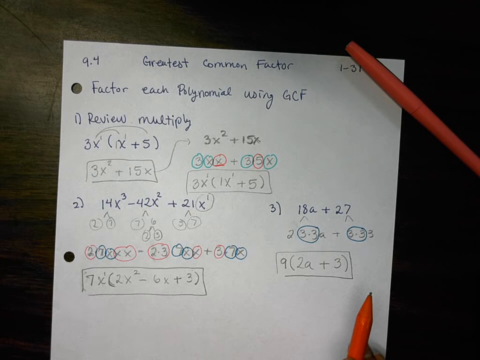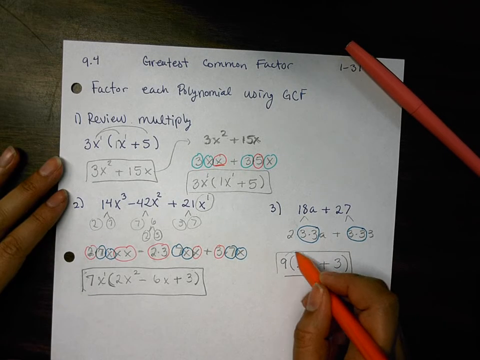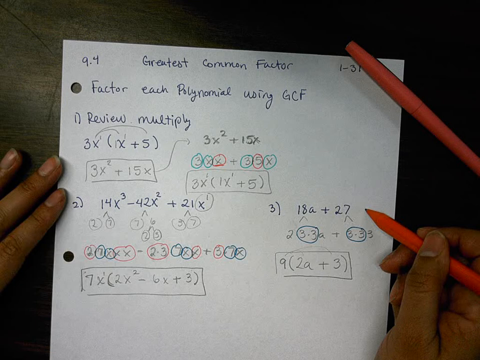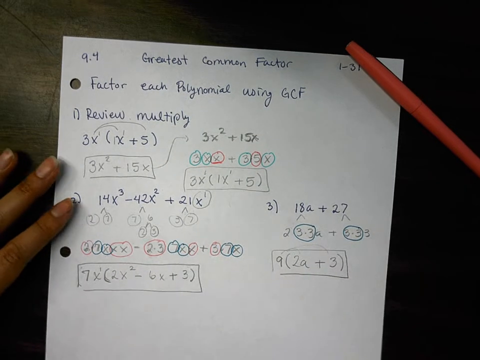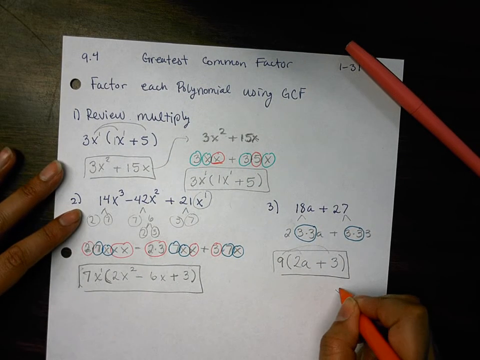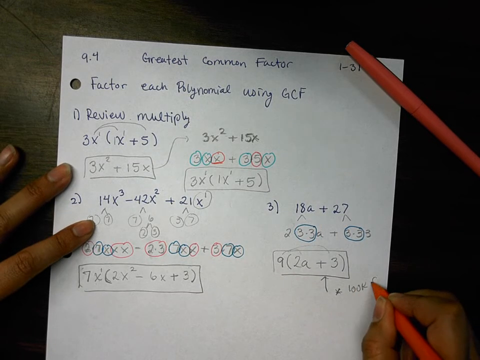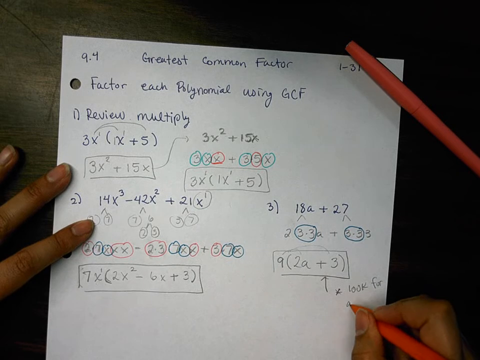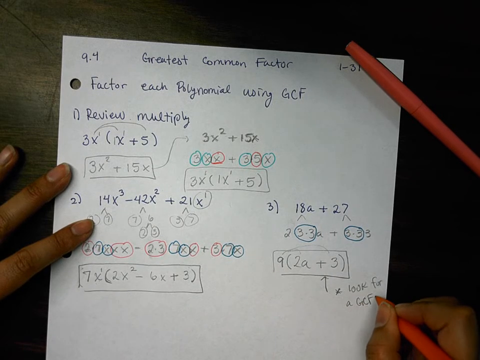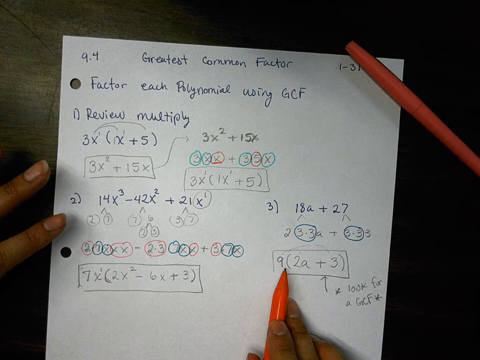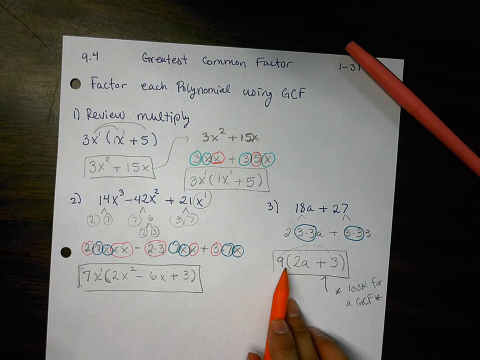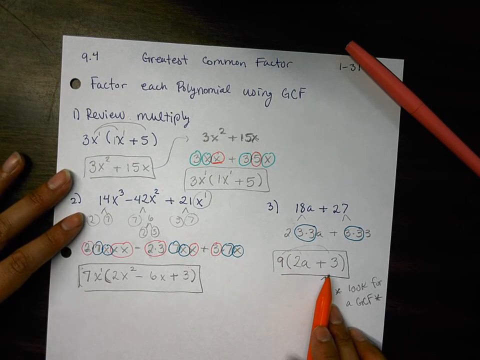Second, just check it. Like work it out. If you distribute, would it get this? Yes. The third thing is what everybody forgets, so please do not forget this. Look for a GCF. Sometimes kids mess up and they say, oh, 3 is the GCF. If you guessed 3, it does factor, but it's wrong.